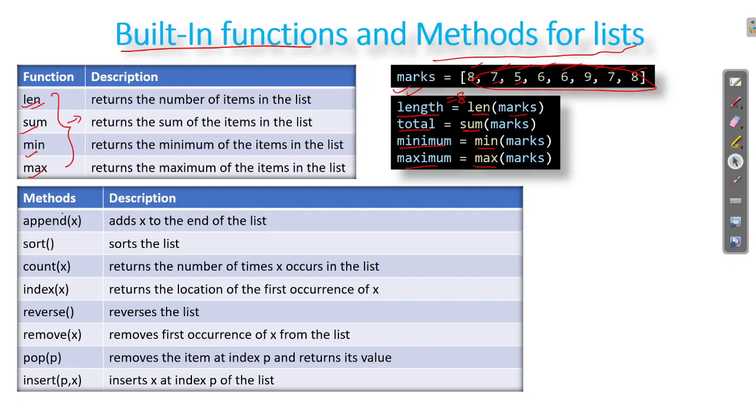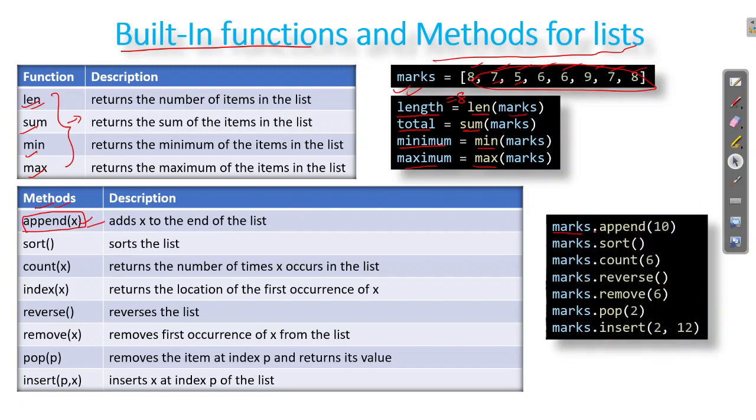Moreover, there are also some methods provided for the list. We have seen this particular one, append x. So we can use it like this: marks dot append. When you're using methods, we have to use the variable name, then a dot, and then that particular method. Methods are just simple functions, but methods are functions which are declared inside a class. This class and objects we'll discuss later, but just keep in mind that these methods are just functions that are inside a particular class.